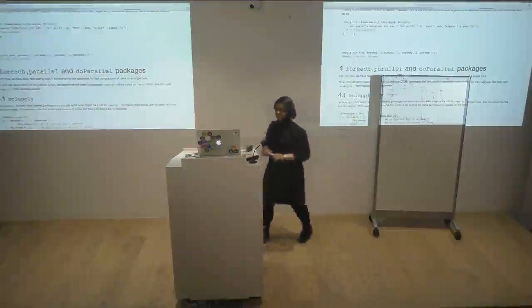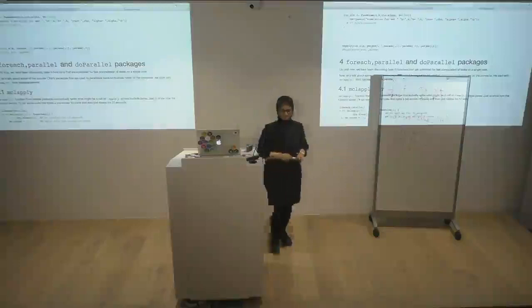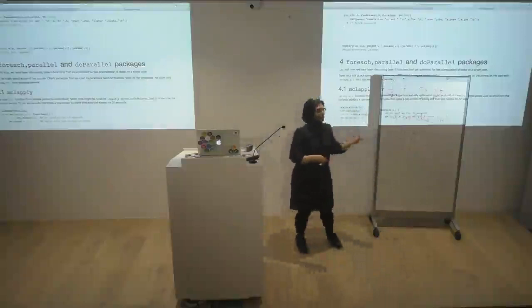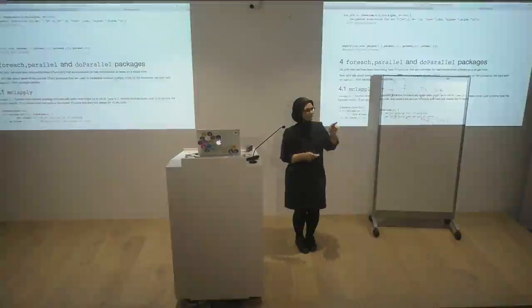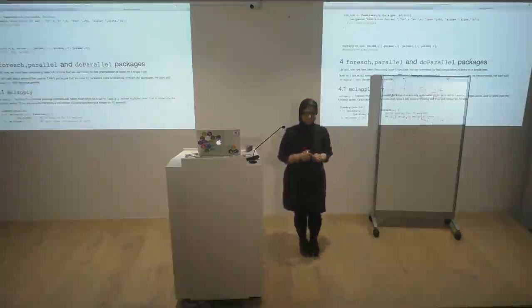So mapply takes one function. Here is my simulator, run simulator, and then it takes its arguments to that function from all the subsequent arguments to mapply. So it's kind of similar to map. Then you take one argument from X, the other argument from Y, but mapply is an extension of map because you are not limited to using X and Y. You can have more than two. So this is very well suited for simulation studies when you generally have more than two parameters and you want to apply a function over those.